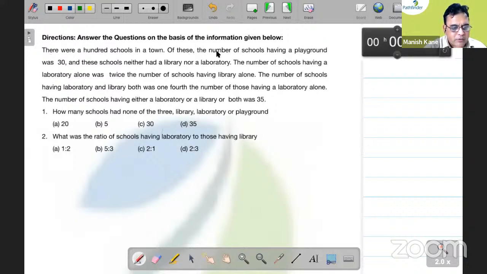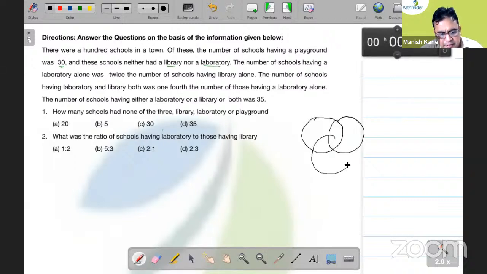There are 100 schools in a town. Out of these, the number of schools having a playground was 30. And these schools neither had library nor laboratory. So we know that there are three things. So what we'll immediately do is we'll draw a Venn diagram with three circles, each circle indicating something. So let's say this is a circle of playground. This one is a circle of laboratory, so let us say circle of lab. And this is a circle of library.